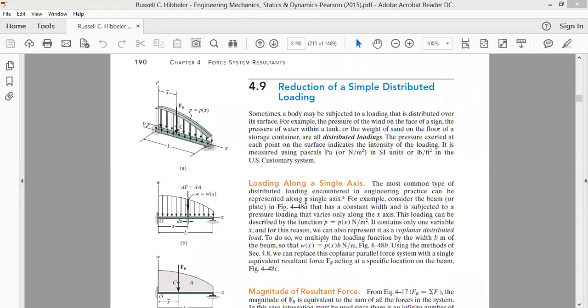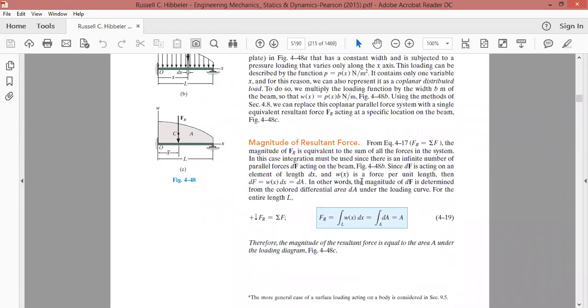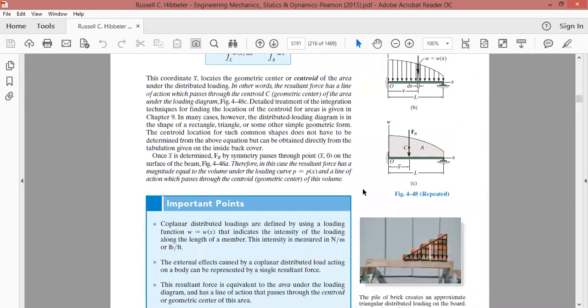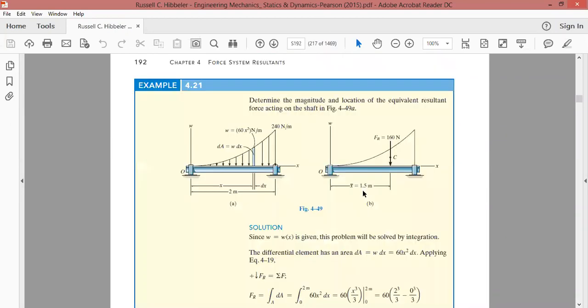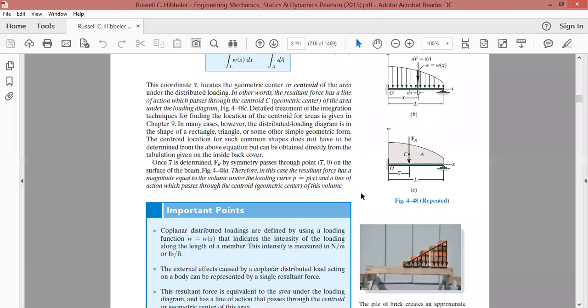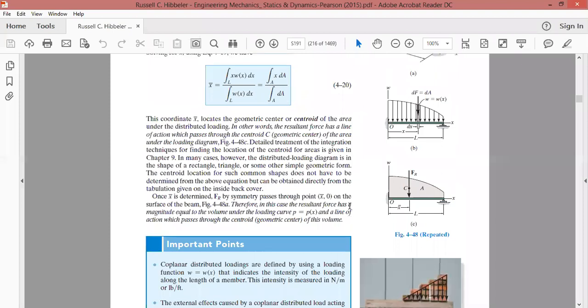We have been discussing force system resultants, reduction of the forces acting on the mechanical systems. Today's topic is the most important of all the topics in force system resultants. Mechanical systems are subject to loading that will not always be a concentrated load or a moment. Sometimes the loads are uniformly distributed loads, or sometimes non-uniformly distributed loads.